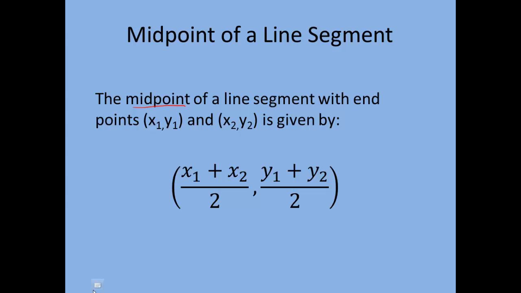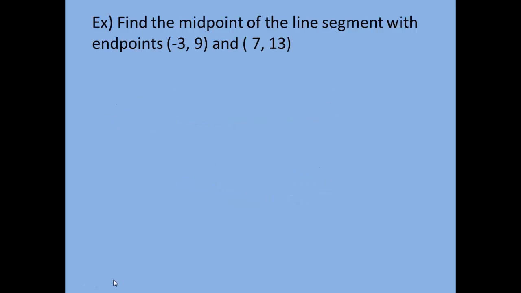Let's take a look at an example. Find the midpoint of the line segment with endpoints -3, 9 and 7, 13. Remember, you want to take the average of the x values and the average of the y values. So our midpoint formula, from the previous page, is equal to x1 plus x2 divided by 2 and y1 plus y2 divided by 2. We really just want to substitute in.